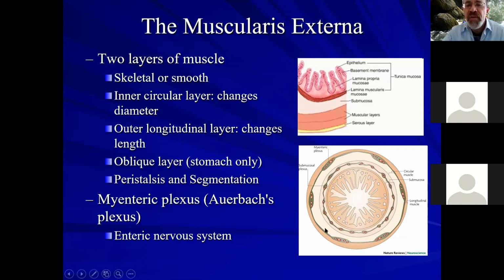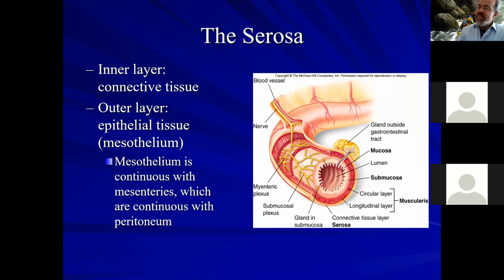We also have another layer that makes up the enteric nervous system, which is called the myenteric or Auerbach's plexus. These are clusters of neurons. We'll spend a little time on enteric because for me, it's probably one of the most fascinating things. I really enjoy the enteric nervous system.